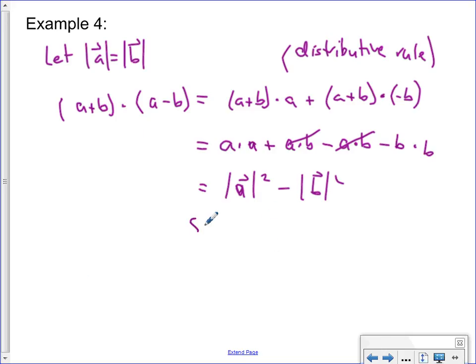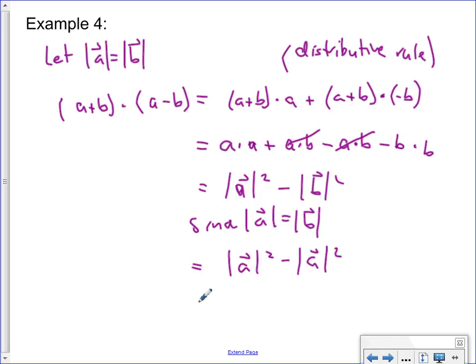Since the magnitude of A is the same thing as the magnitude of B, you just do a simple substitution, and you'd have A squared minus A squared, which is 0, smiley face. Done.